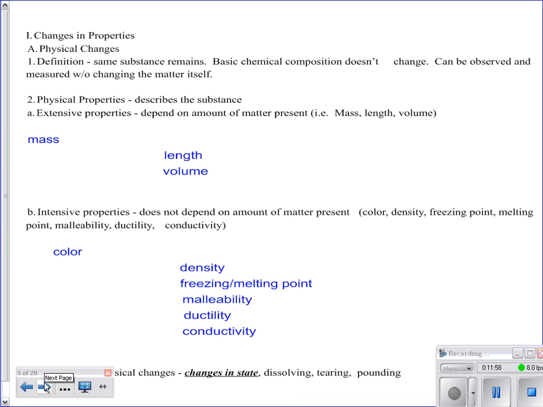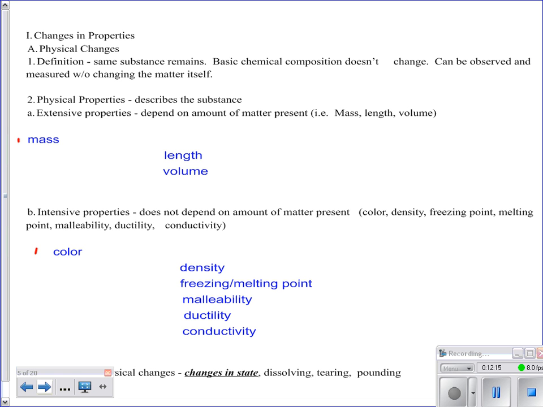Now we move into looking at properties and changes, both physical and chemical properties and changes. And for whatever reason, sorry, these should not be separated like that. They're all the same. Didn't mean to indent parts.